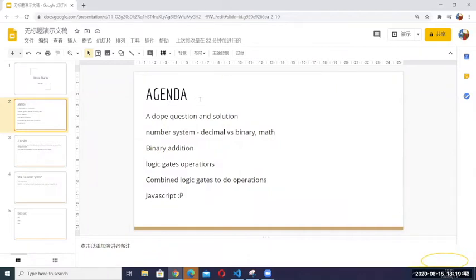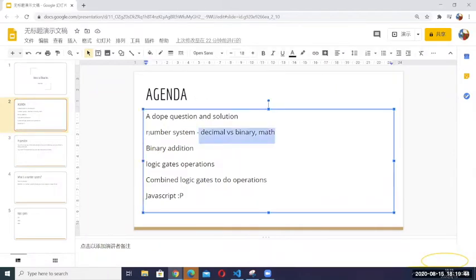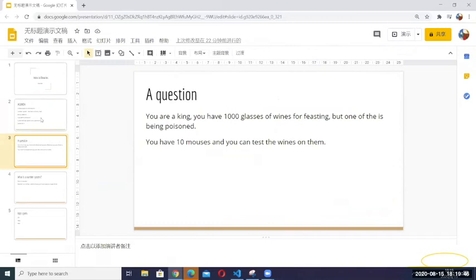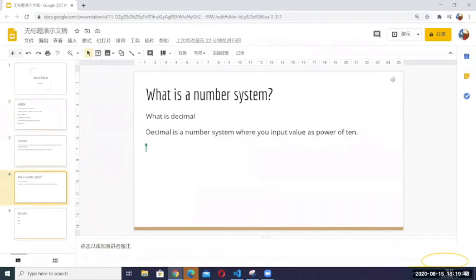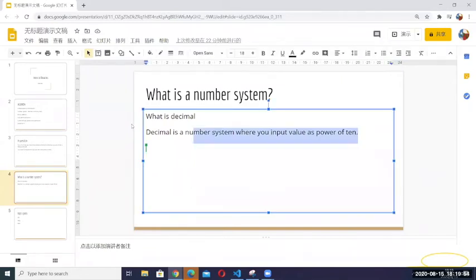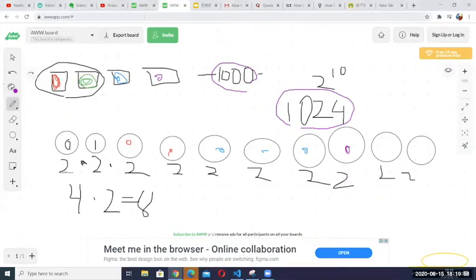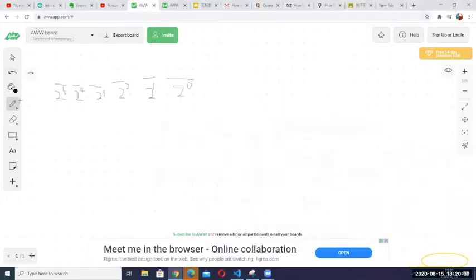All right, so let's go to the next place on our agenda, number system. So what is a number system? You can see I have really lacking slides here. I don't like using slides, so I will just use this again. We humans count in the decimal system, where we multiply by 10.